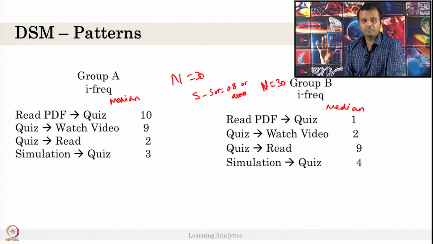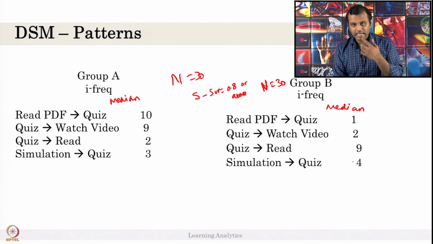So, you have these median, high frequency values. Read to quiz occurred 10 times here, and here it occurred only once, the average or median value being 1. Quiz to watch video occurs 9 times here, and 2 times there. Quiz to read occurred 2 times here, but quiz to read occurred 9 times there. Simulation to quiz occurred only thrice here, but 4 times there, which is kind of equivalent.